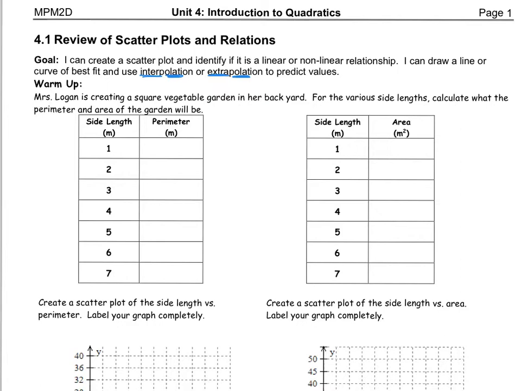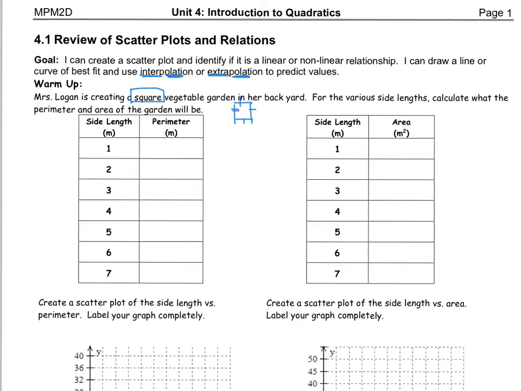Okay, a warm-up question here for you. Mrs. Logan's creating a square vegetable garden. So here's a key word right here. The idea is it's square. So we know by definition of a square that all sides are equal in length. Okay, and that's my vegetable garden in my backyard.